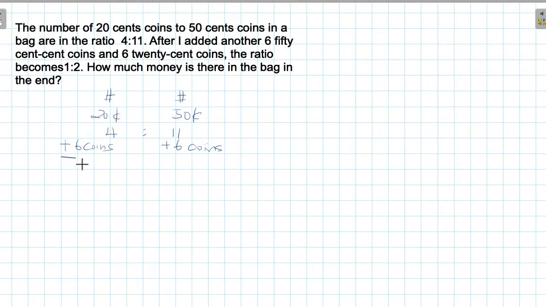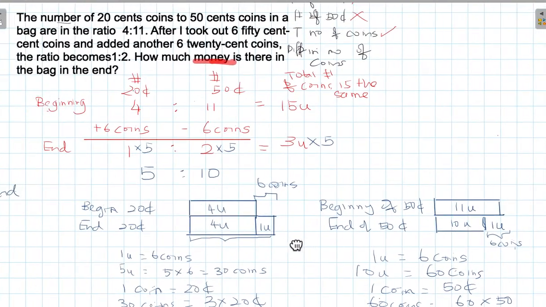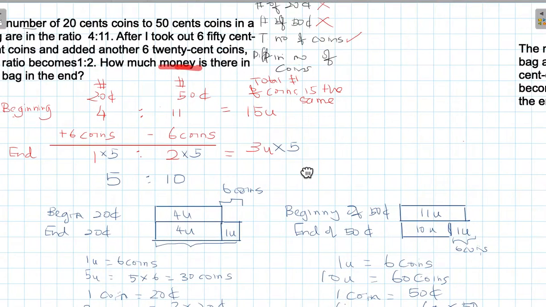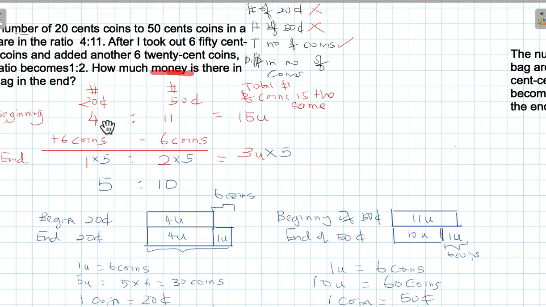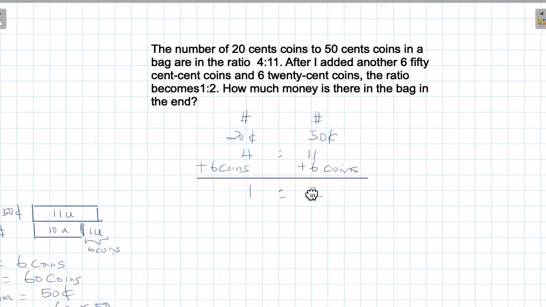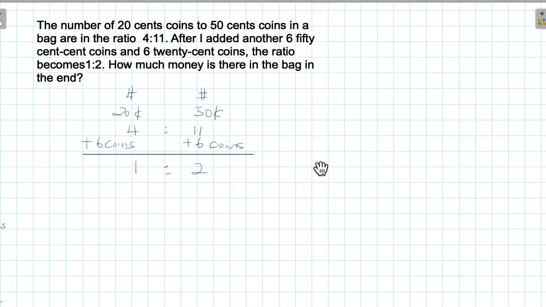Okay, by now, do you know that there is some difference from the previous one? The ratio becomes 1:2. You see that there is a difference, right? Because just now I added to the 20 cents, but I took away from the 50 cents. So because of this, my total number of coins remains the same.